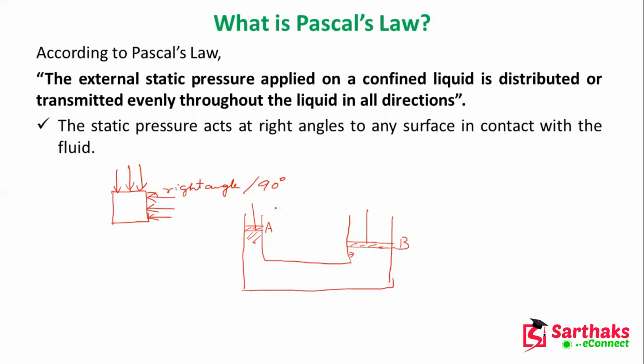So that means whatever the external pressure I am applying, I have applied the pressure to the piston A. Whatever external pressure I have applied in a confined liquid, this is a confined liquid because in this liquid you have closed the mouth with piston A and you have closed this mouth with piston B. So it is distributed and transmitted evenly throughout the liquid. That's why piston B rises whenever piston A is pressed downward. Okay, it will be pressed downward.